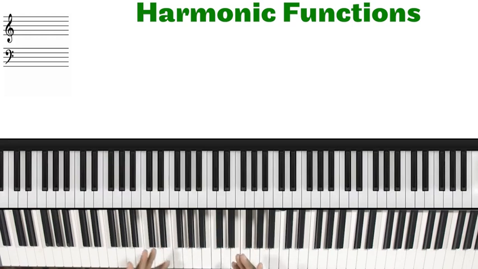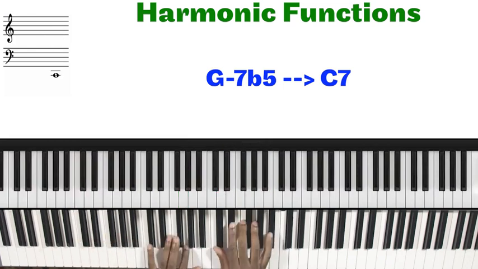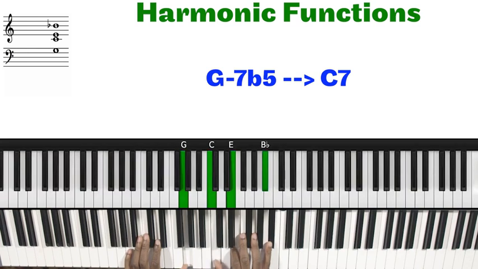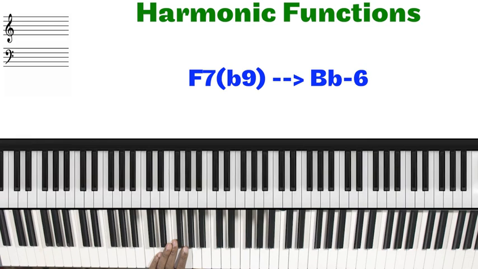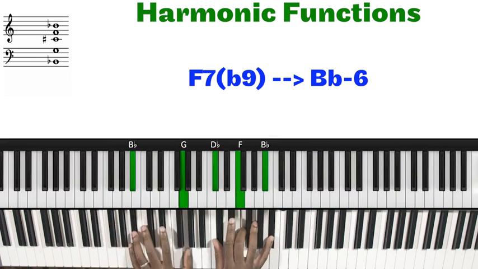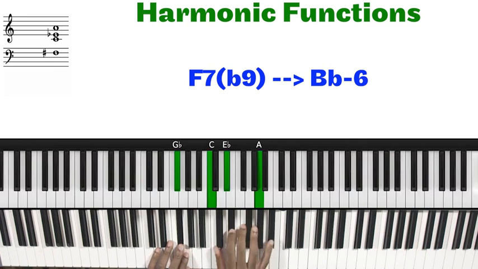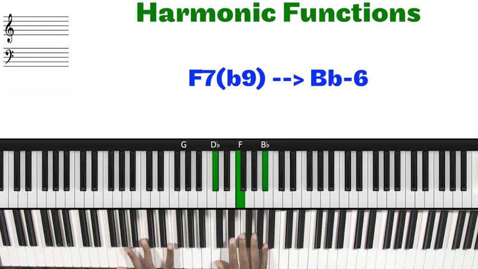If the harmony is functioning as a G minor 7 flat 5, then it's going to go to a C7, right? All right. If it's functioning as a B flat minor 6, we can approach that B flat minor 6 with an F7 flat 9. This is without the bass. This is with the bass.